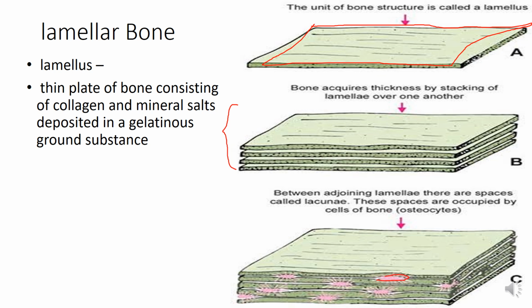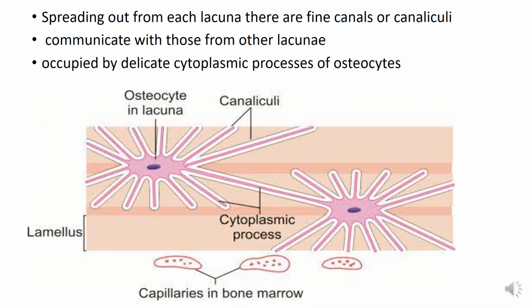Spaces like this are formed, and these spaces are known as lacunae, and within each lacuna you will find an osteocyte. Osteocytes are the cells of mature bone. We have already studied osteocytes, and you know that osteocytes are present within the lacunae in the ground matrix. So these lacunae are actually spaces between 2 lamellae, and they contain osteocytes.